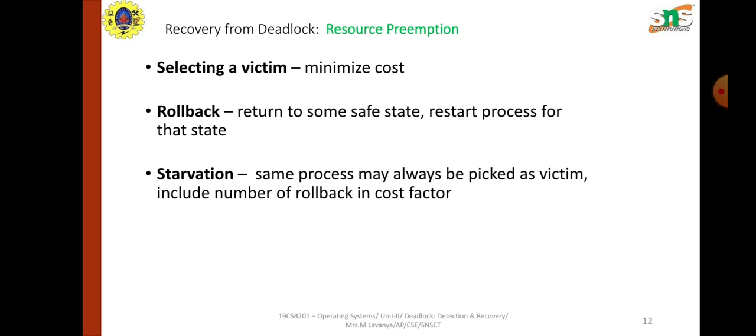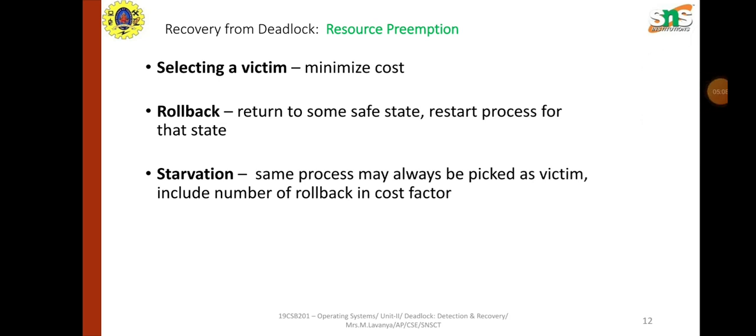In this, there are 3 steps. First one is selecting a victim. Selecting a victim is the same as selecting the victim process. In this, the victim resource must be selected, and that too it must minimize cost. The wastage of the resource and the time must be minimal. In such a manner, the victim resource must be selected.